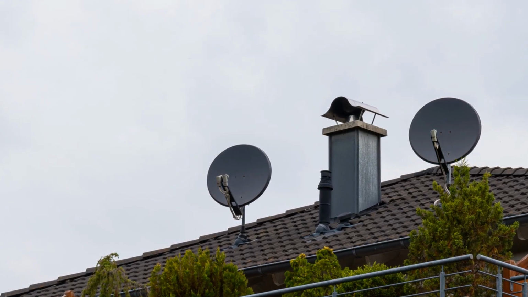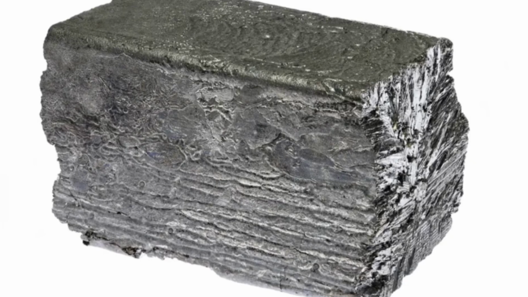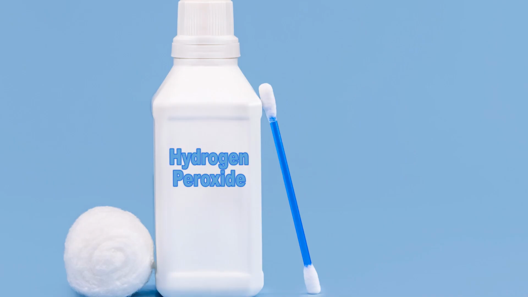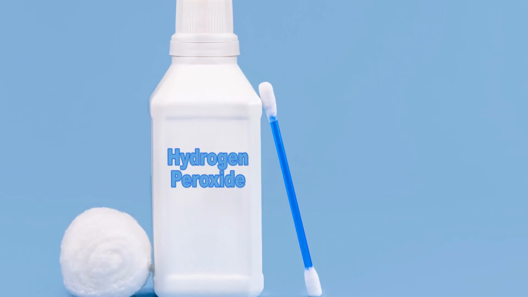Graphite is made with carbon, so we will use carbon to remember carbonate. Chrome is for chromate. Double-layered chrome is for dichromate. Oxidize is for oxalate. Peroxide is peroxide.